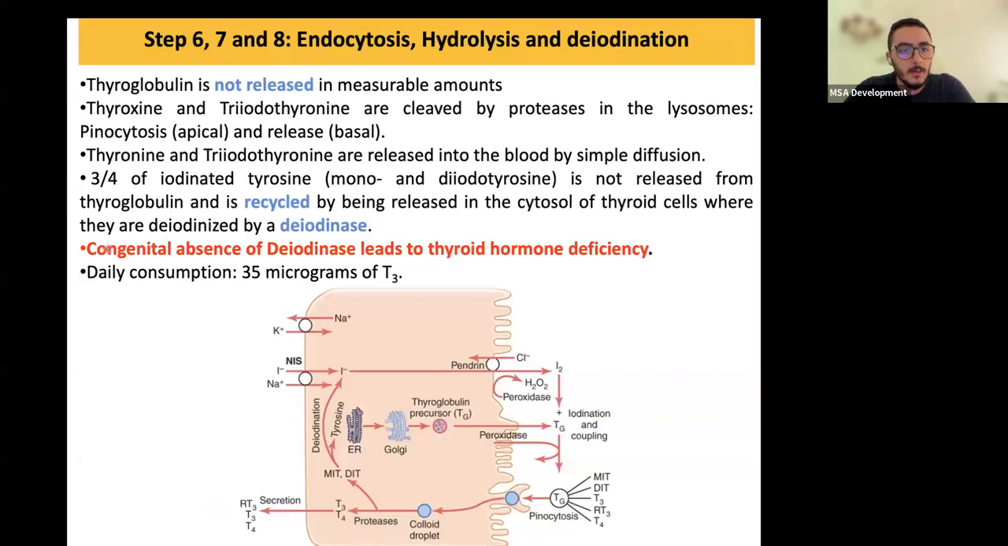It's exactly what I explained, except for one point. Congenital absence of iodinase leads to thyroid hormone deficiency. This is iodinase here, recycling MIT and DIT into tyrosine and iodine. So if you don't have this enzyme, you will have thyroid hormone deficiency, because thyroglobulin is recycled more than it is made.